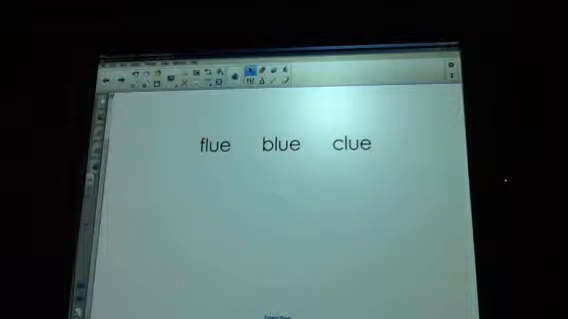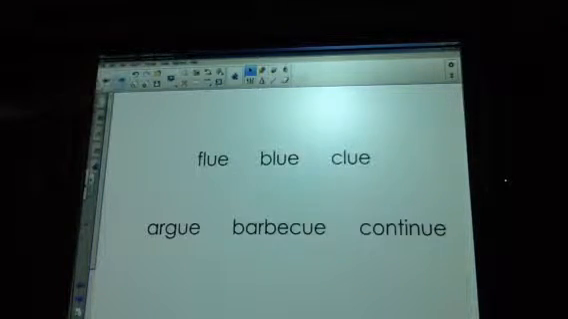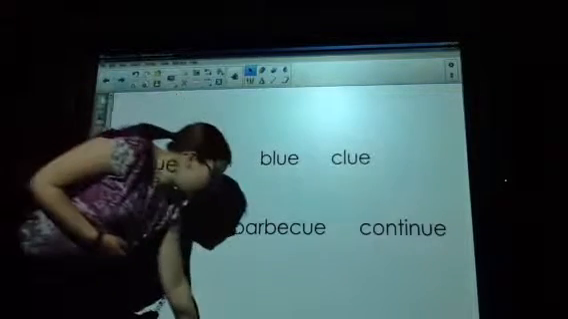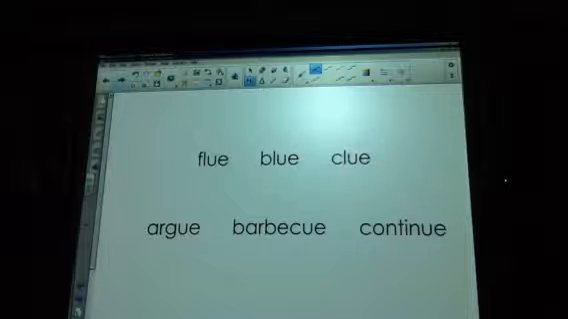Okay. Listen to these words and see if you can hear a sound they have in common. Argue. Barbecue. Continue. What do you hear in those? Not ooh. You hear you. What's making the U sound? U-E. What do you think U-E is? A digraph. Is it a vowel digraph or a consonant digraph? Vowel digraph.